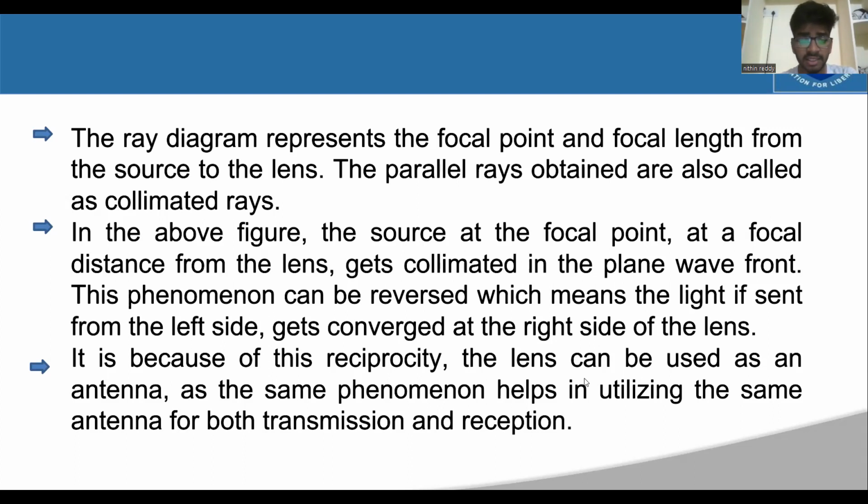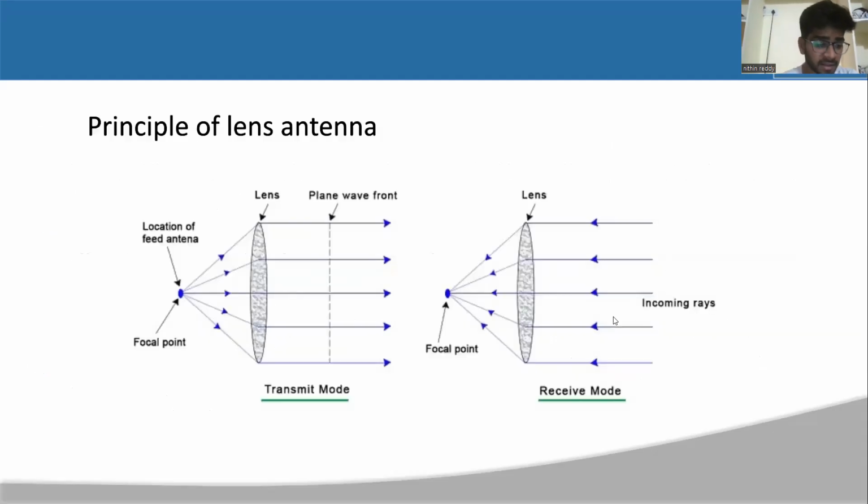The lens can be used as an antenna as the same phenomenon helps in utilizing the same antenna for both transmission and reception. The principle of lens antenna: this figure depicts dielectric lens antennas, where the spherical wave is converted into a plane wavefront by the dielectric lens. It is also known as a delay lens antenna due to the fact that outgoing EM rays are collimated and delayed by the lens antenna.